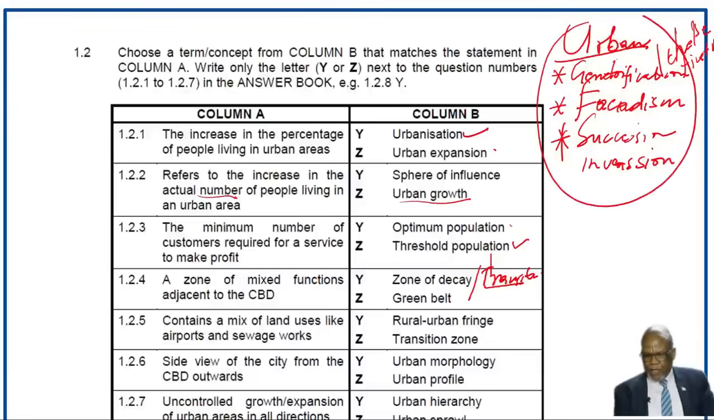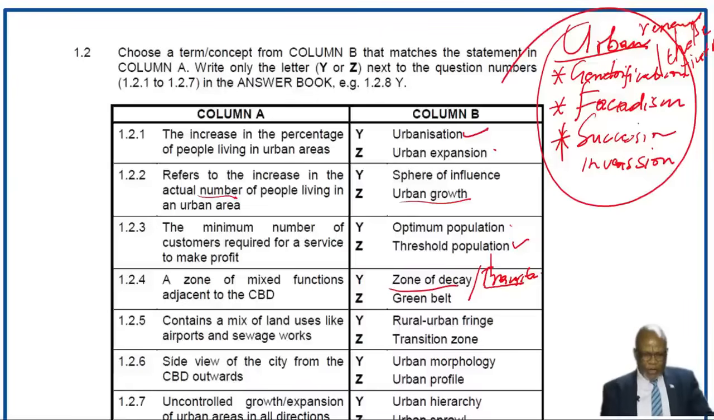So these are the strategies that we use for urban renewal. Our zone of decay, or transition zone, goes through those in order to preserve and restore the buildings in the zone of transition, because that is where you find there's a lot of urban decay.